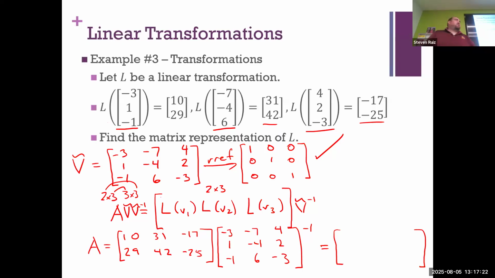Do we know that V tilde has an inverse? If you've already calculated it, you've seen it. The fact that we were able to reduce it down to the identity shows that there is something you can multiply it by to get the identity. So what's our final result for A?